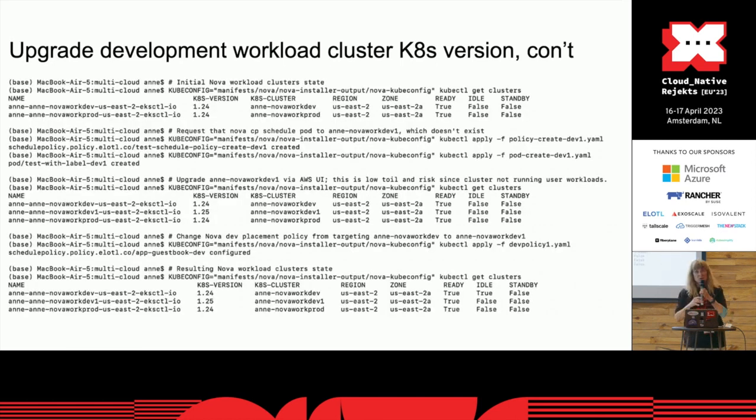And this is the actual execution of these three steps. At the top, you see the original two clusters. You see the policy that deployed the dummy pod. You see the upgrade, so you see the new cluster. And at the bottom, you see that the new cluster that's running version 1.25 is now ready. It's not idle. It's running the dev workloads, and the other cluster at 1.24 is idle.